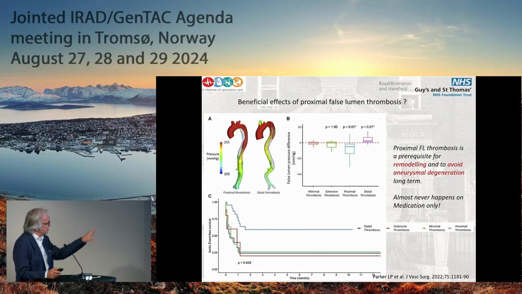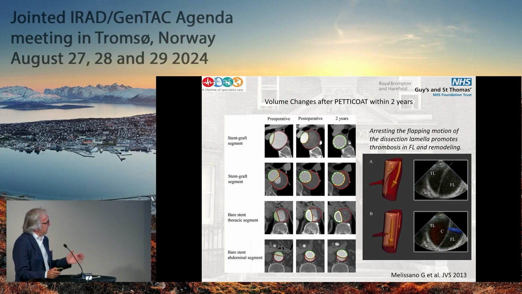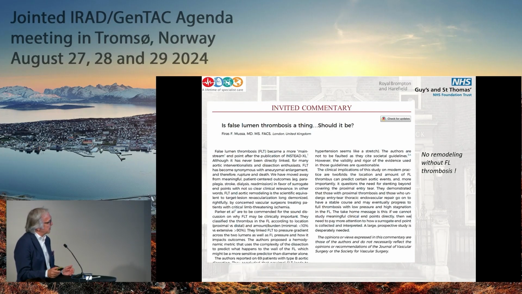This is one of many studies. I just show this because of the pictures. There is another example here from Germano Melissano, who put this together a couple of years ago and showed that a volumetric analysis actually proves that with remodeling you have a stable aorta and you can expect a longer, better outcome. False lumen is important. False lumen thrombosis is important, and Firas also had an opinion on this. Is false lumen thrombosis the thing?